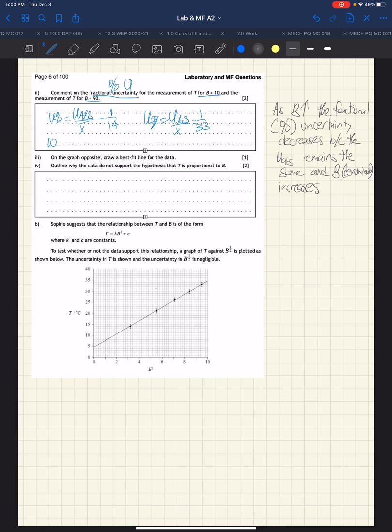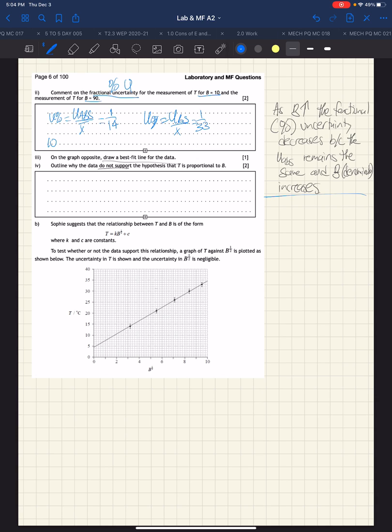So we've figured out and commented on that. And now we're asked to draw the best fit line, which we've already done. And now we need to outline why the data don't support the hypothesis that T is proportional to B. And so our justification here, we need to start with a physics principle. Well, what does it mean for something to be proportional to B?